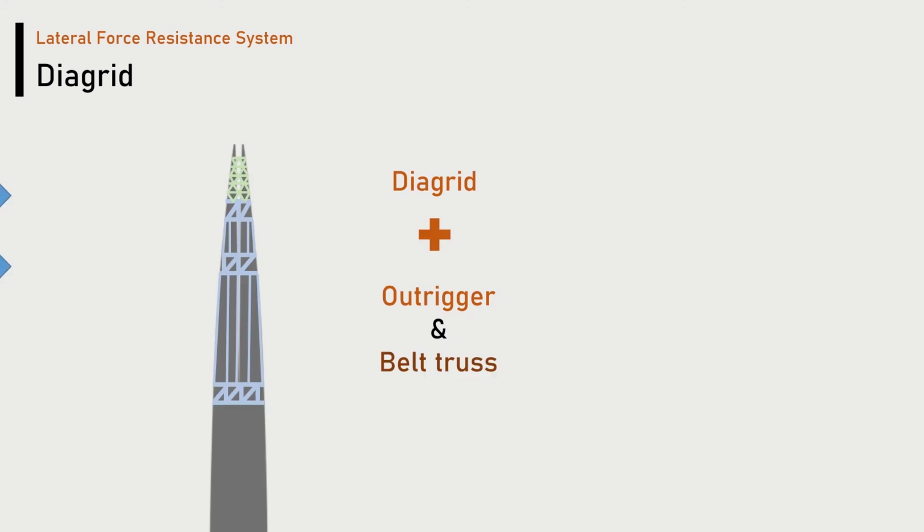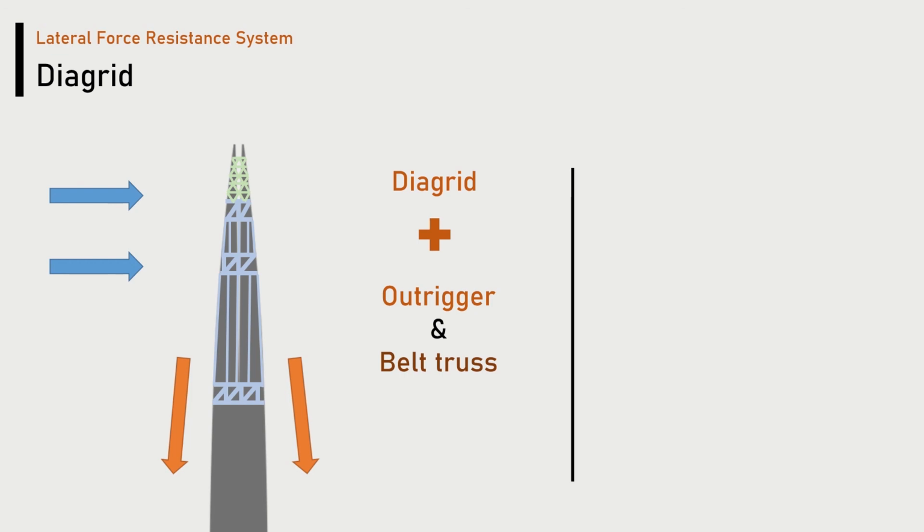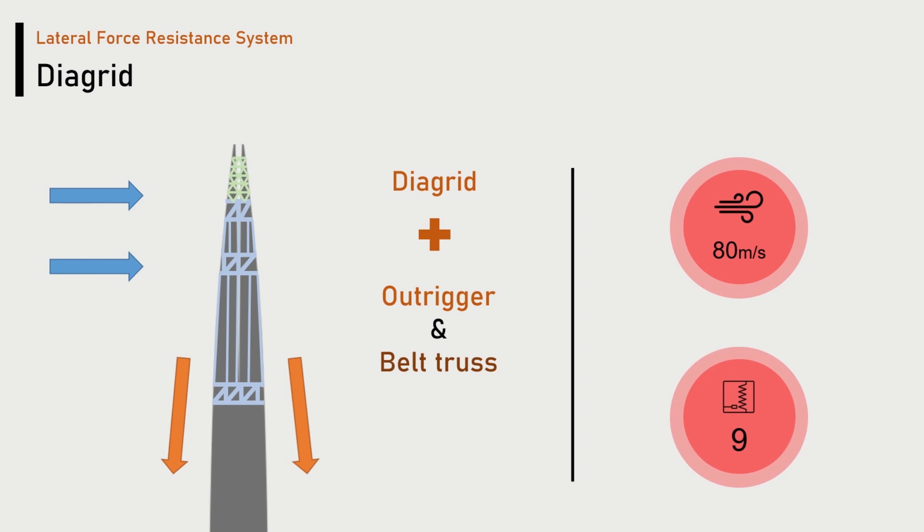Also, this diagrid is connected with the belt truss on the 107th floor, the outrigger on the lower floor, and the belt truss. It resists axial force together. Through this, Lotte Tower is equipped with a wind resistance and earthquake resistance design that can withstand an instantaneous maximum wind speed of 80 meters per second and an earthquake of magnitude 9. This is the whole principle of Lotte Tower's lateral force resistance system.